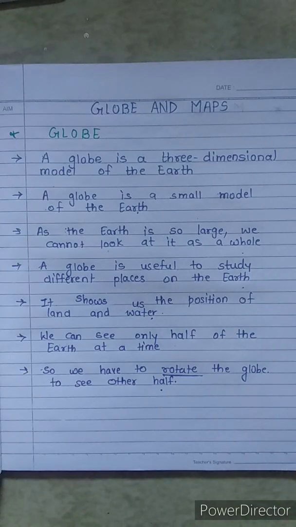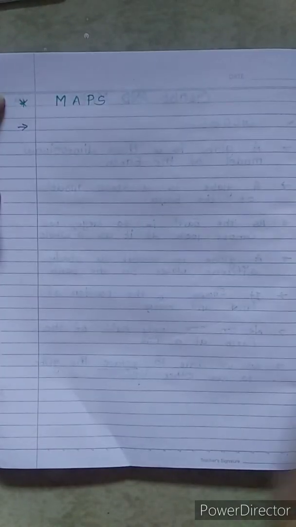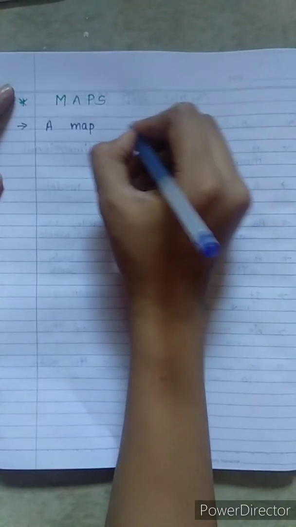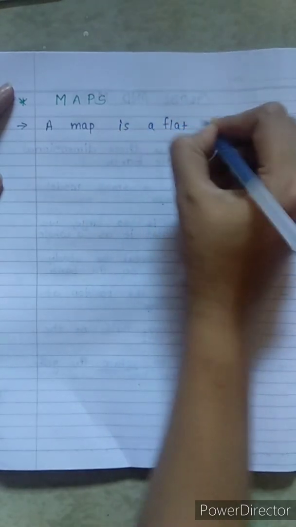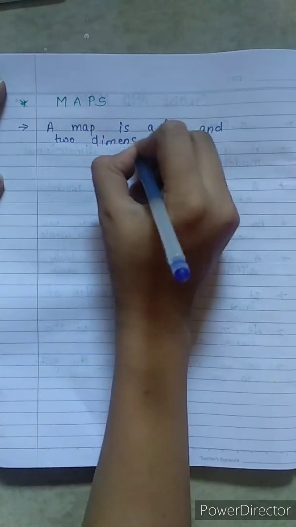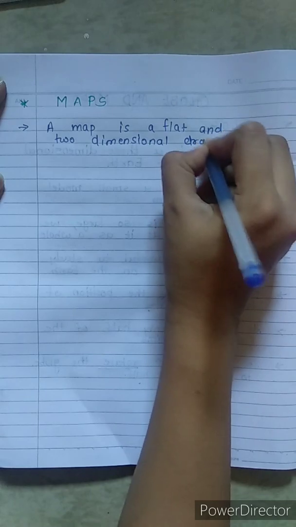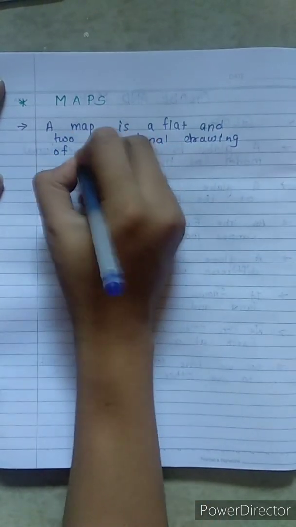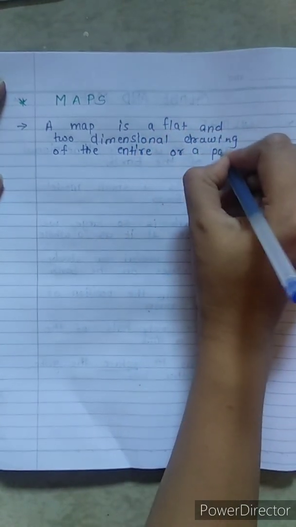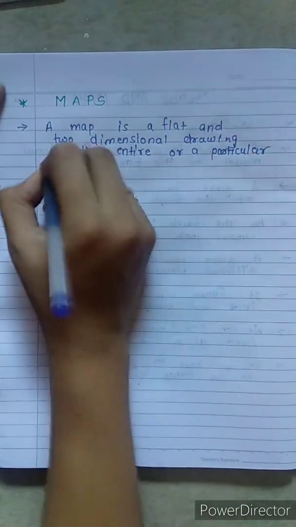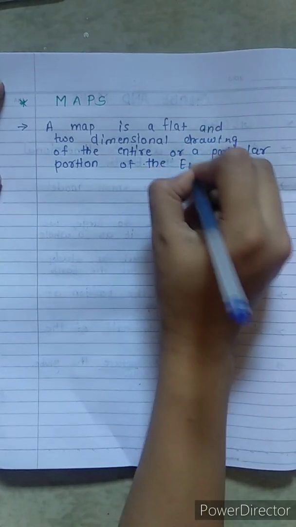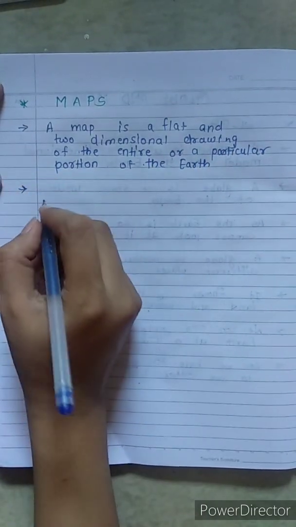Now next we will see what is a map. A map is a flat and two-dimensional drawing of the entire or a particular portion of the earth. Means you can see a particular portion of the earth on a map.